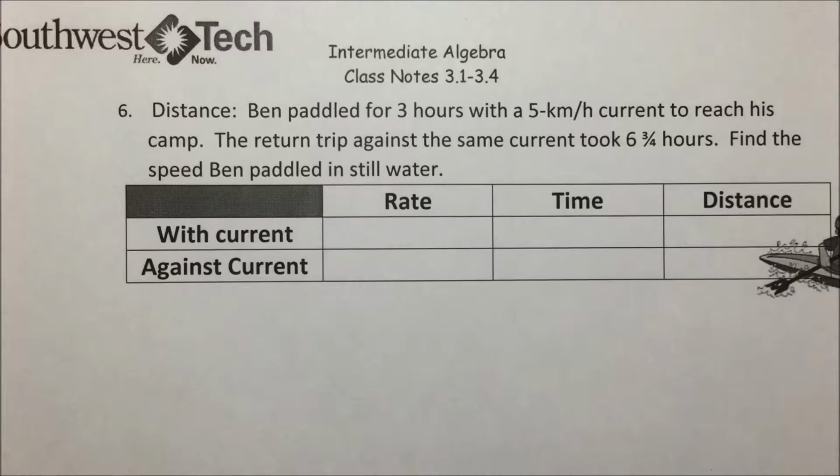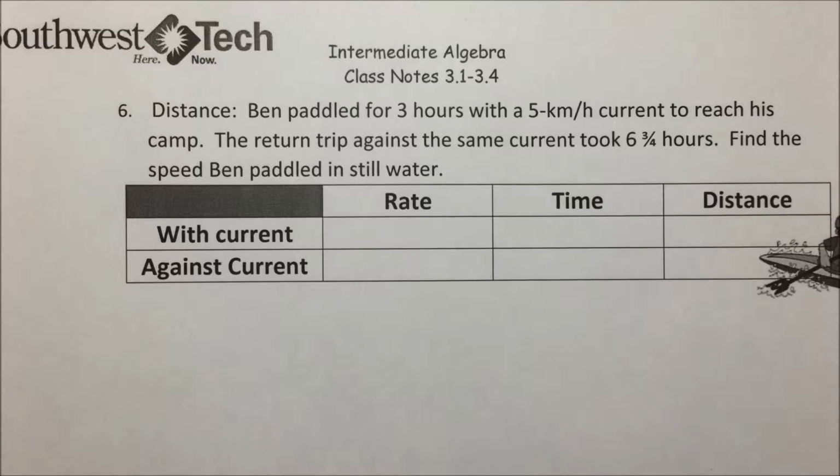So let's read the problem. Ben paddled for 3 hours with a 5 km/h current to reach his camp. The return trip against the same current took 6 3/4 hours. Find the speed Ben paddled in still water.